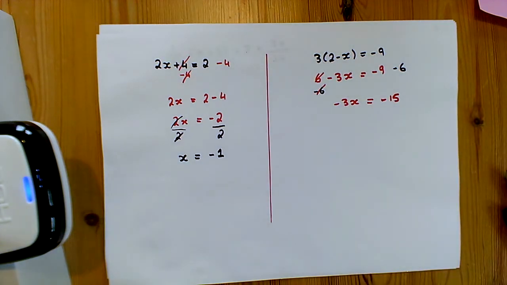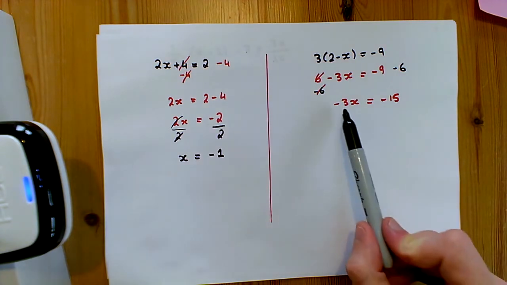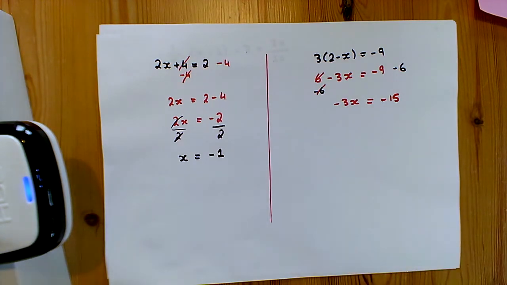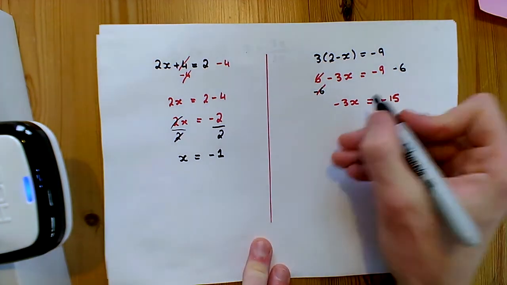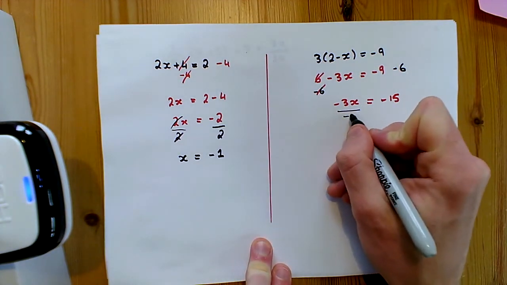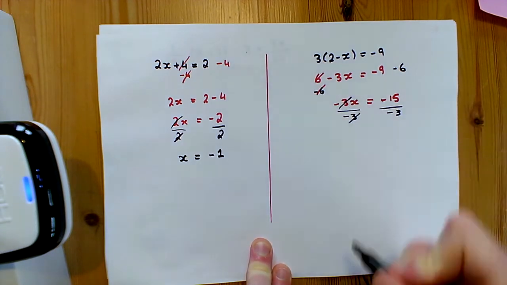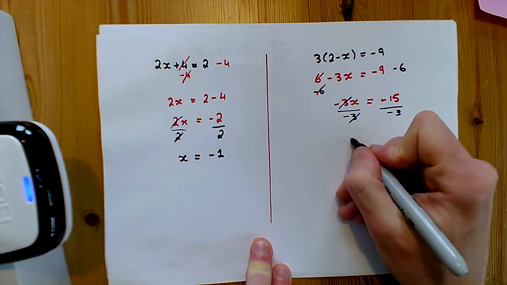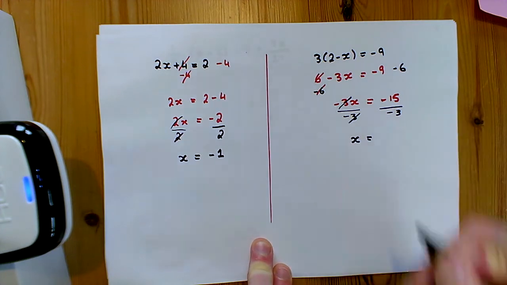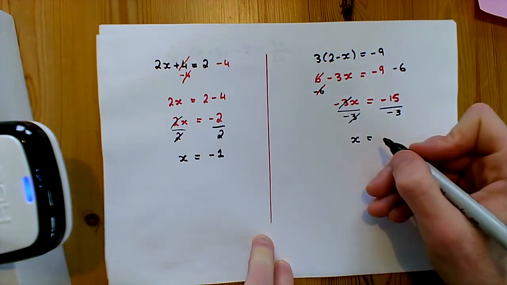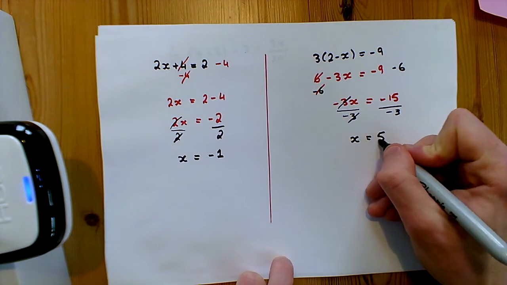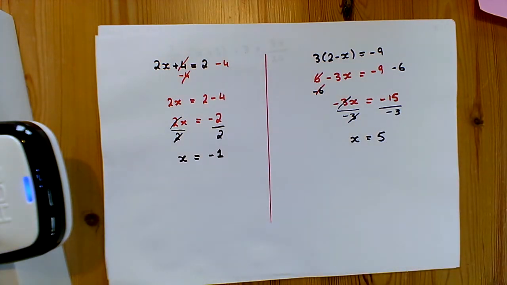15. Just as we did in our last example, we have a coefficient in front of our variable and it's minus 3. So in order to get rid of that, we think back to our opposite operations. The opposite of multiplication is division. So I'm going to divide both sides by minus 3. These two cancel, or minus 3 goes into minus 3 once. Minus 3 goes into minus 15 5 times. So our solution here is x is equal to 5.